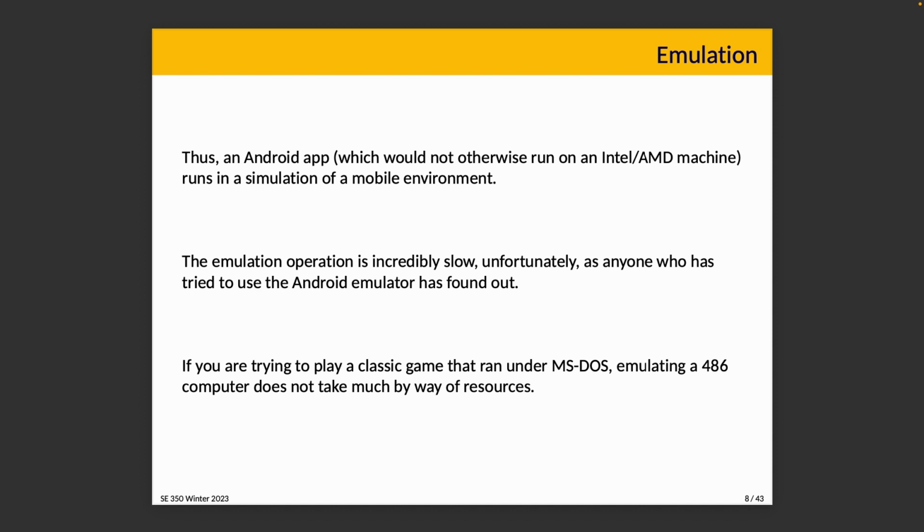But on the other hand, emulation is a question of what are the resource demands as compared to what is available, right? If you were trying to play a classic game that ran under, say, MS-DOS, so at this point we're looking at something that's more than 25 years old. At this point, emulating a 486 computer, which is early 90s, because you want to play TIE Fighter, and you do want to play TIE Fighter, it's a good game. That's very easy, right? The modern computer can do that with ease.